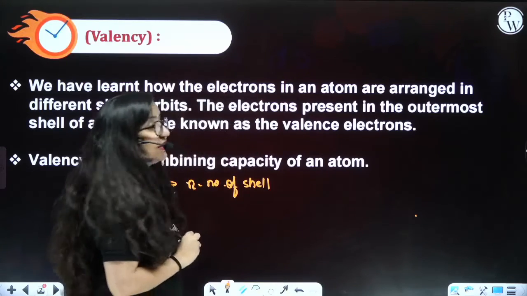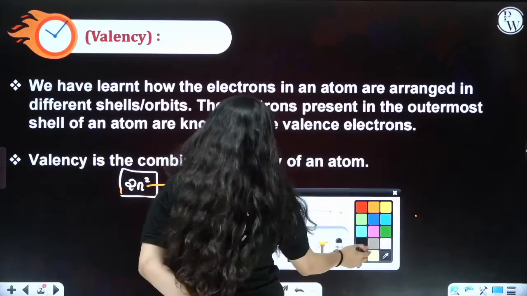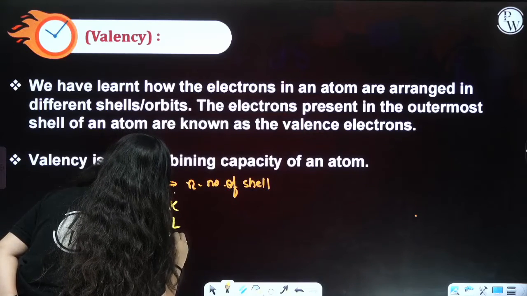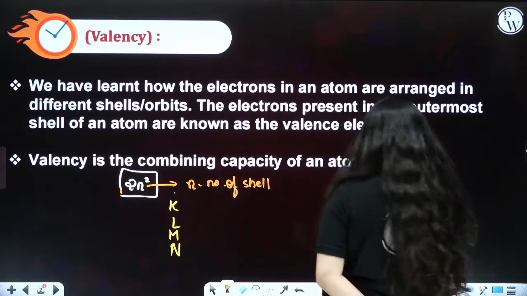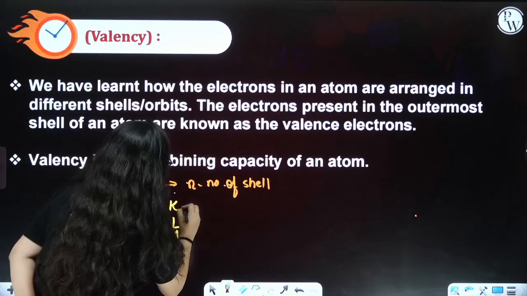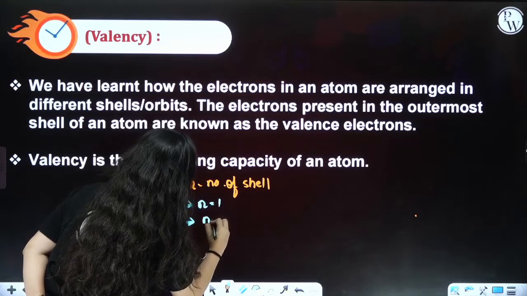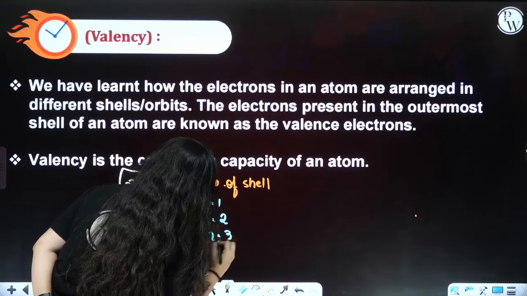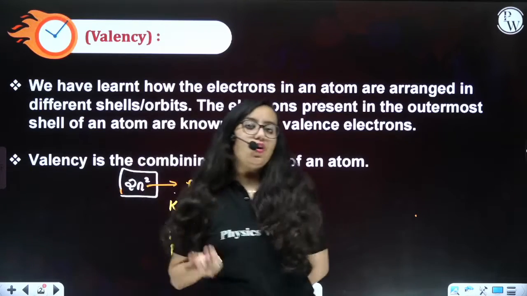Okay, we know there are 4 principal orbits, that are 4 principal shells, and that are K, L, M and N. So if I tell you to write its number for K, n is what? n is 1. For L, n is 2. For M, n is 3. And for N, n is 4. For capital N, small n is 4.